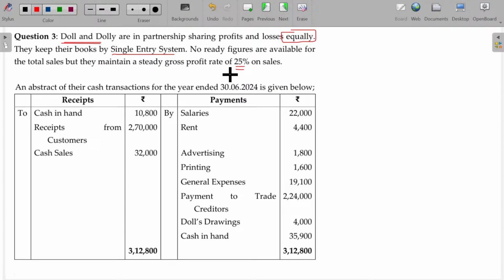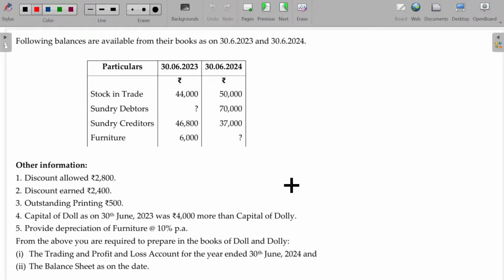That's a clue. An abstract of their cash transactions, receipts and payments, is given here. Apart from that, the balances of various assets and liabilities are also given, and other information is there. From the above, you are required to prepare, in the books of Doll and Dolly, the trading and profit and loss account as well as the balance sheet. Yes, come on, open those accounts here.